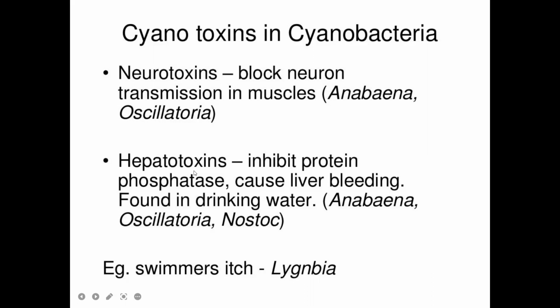Hepatotoxins means these toxins are produced by Anabaena, Oscillatoria and Nostoc. They inhibit protein phosphatase, causing liver bleeding, and are found in drinking water. Means when the cyanobacteria are present as a contaminant in drinking water, we should be very careful, because if we consume these hepatotoxins, they directly affect our liver by inhibiting this phosphatase enzyme. And swimmer's itch is caused by Lyngbya.